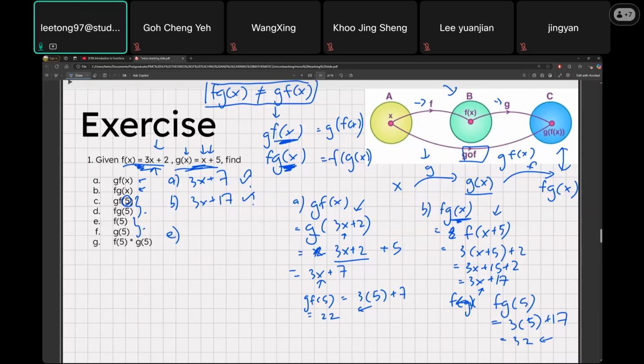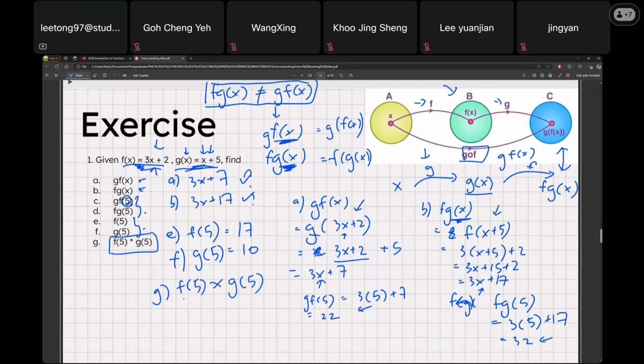F5. We map 5 into this function, we get 17. Now we look at g5. f5 we multiply with g5, 17 times 10, it is 170. So is it different? Still different from this.